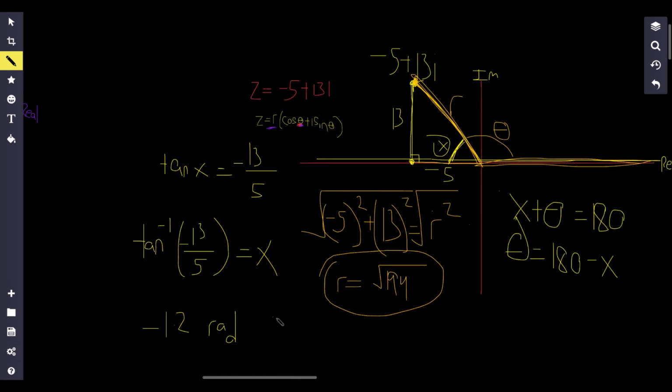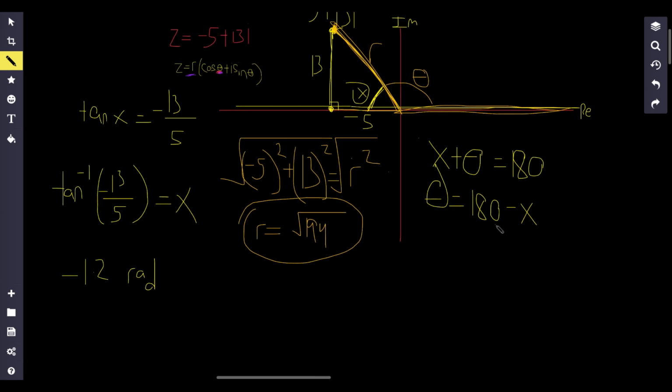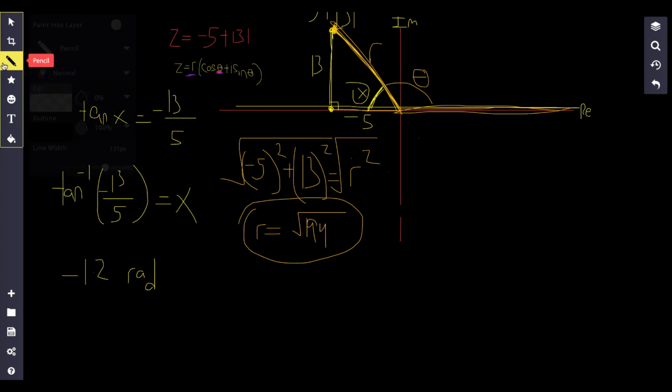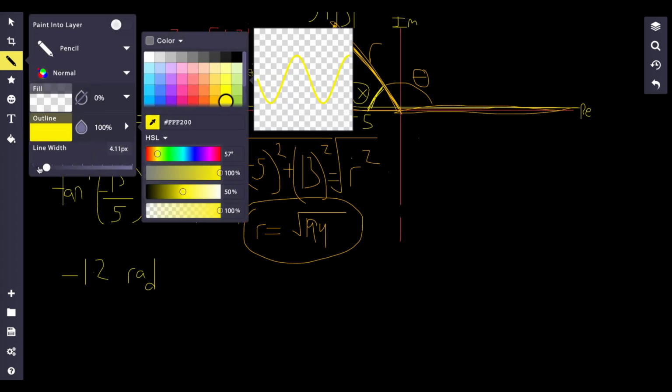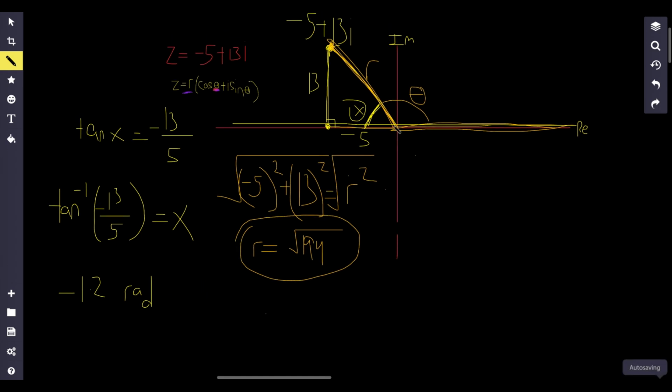Wait, but this doesn't make any sense. -1.2 radians is right over here. Wait, hold on. So we got x is equal to -1.2 radians. What? No, this can't be true. -1.2 radians is right over here, right? This is -1.2 radians. Right, because when you create a negative angle, you go clockwise.